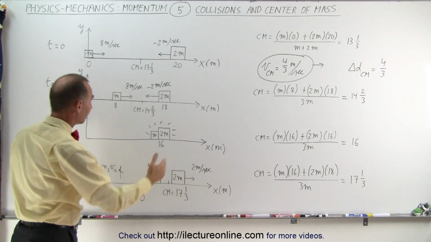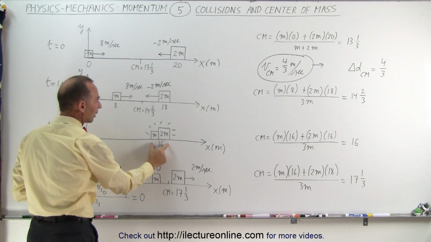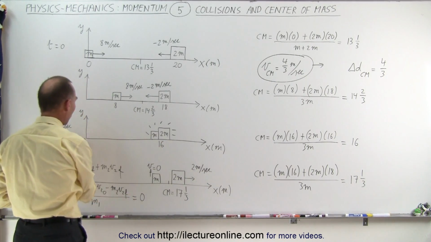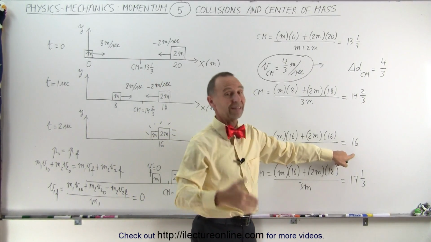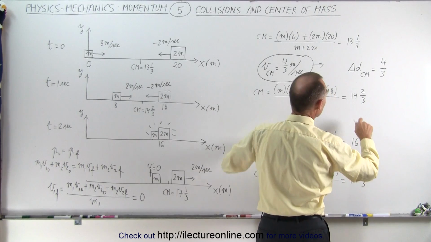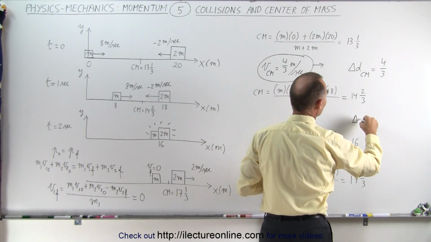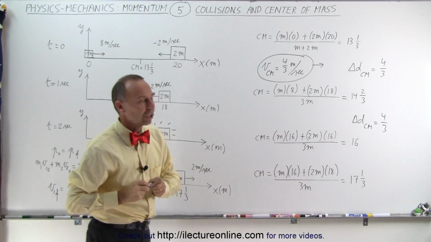1 second later, the two objects are now colliding with one another. They're now at the point 16 meters to the right of the origin, which of course means that the center of mass of the two objects is at 16 meters. Again, notice it is 4/3 of a meter to the right of where it was a second before. But what happens after the collision?